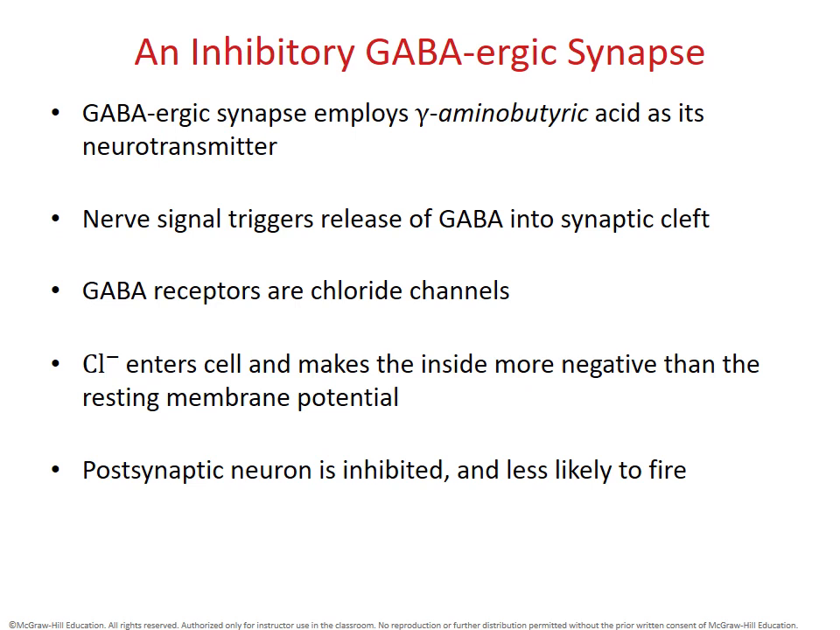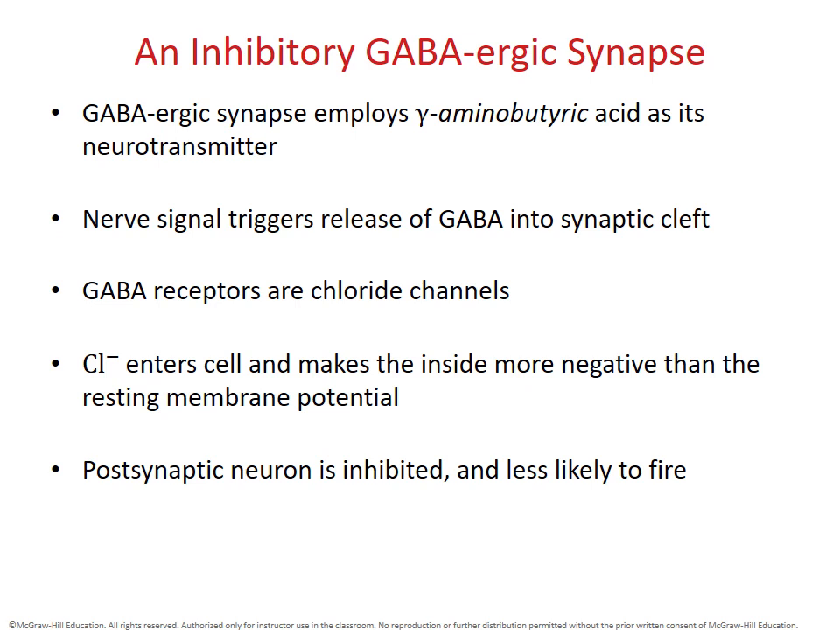And so in this kind of synapse, again, we have a similar beginning to the synapse. The nerve signal triggers the entry of calcium into the axon terminal. The calcium activates enzymes which activate exocytosis, and the synaptic vesicles containing GABA will release GABA into the synaptic cleft. GABA then will bind to its specific receptor in the postsynaptic membrane.